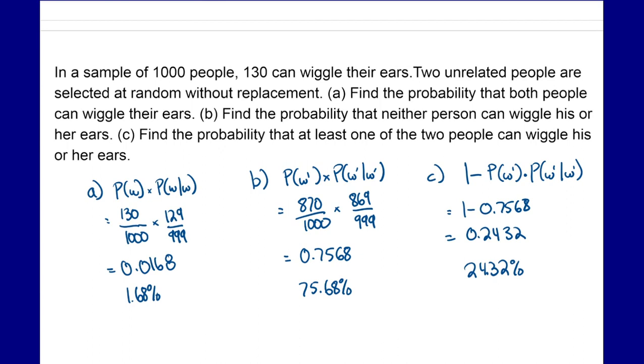So 1 minus the probability that neither person can wiggle their ears, we end up with 24.32%. So there's a 24.32% chance of selecting at least one person that can wiggle their ears.